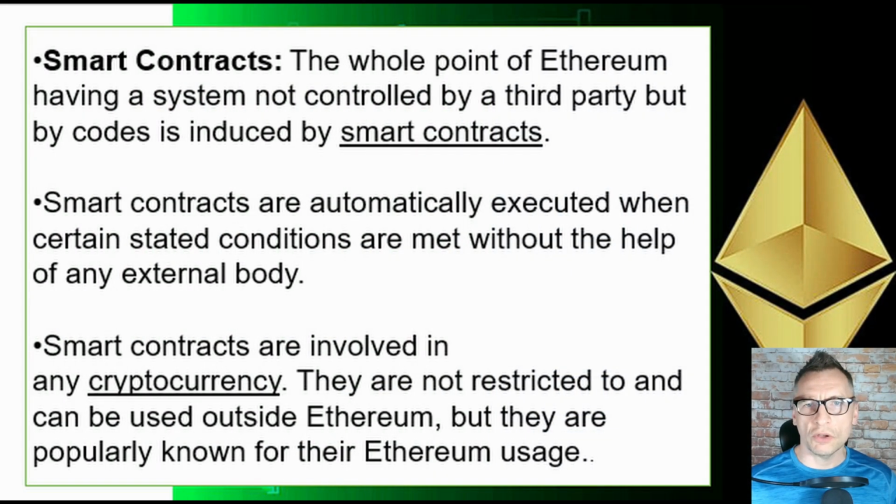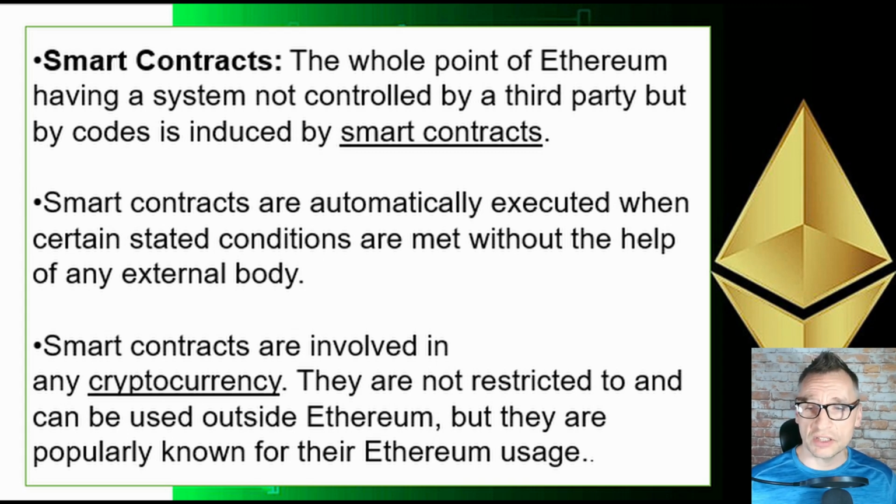Smart contracts. The whole point of Ethereum having a system not controlled by a third party but by code is included by a smart contract. Smart contracts are automatically executed when certain stated conditions are met without the help of any external body. The drawback of smart contracts obviously is that they can be programmed. You have backdoors, which is problematic to people who are not familiar with coding.